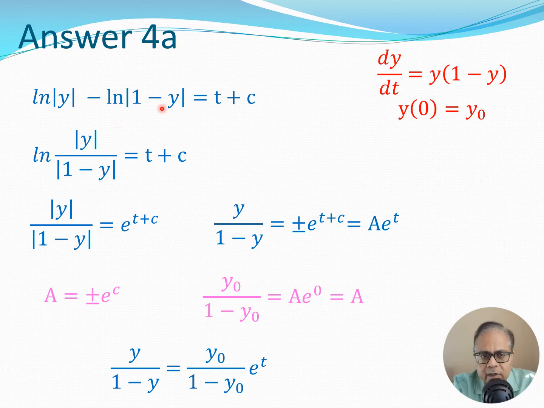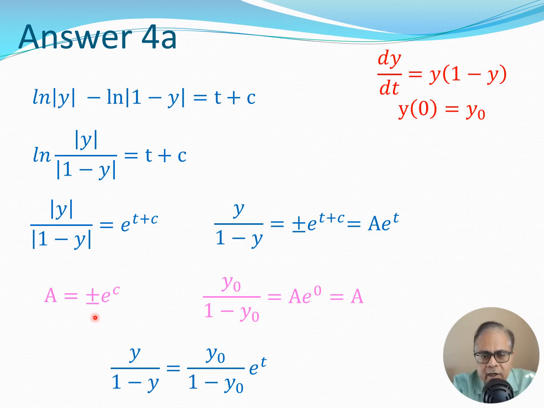Remember, log a minus log b is log a by b, and then I can further simplify it by taking exponentials on both sides. I can throw the plus minus here by removing the absolute value, and I can write this term as a e to the power t as we have done before. So essentially a is plus minus e to the power c here from this particular equation.